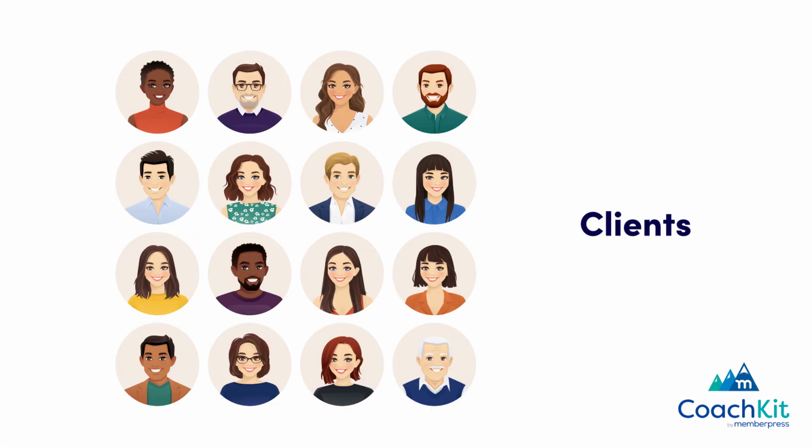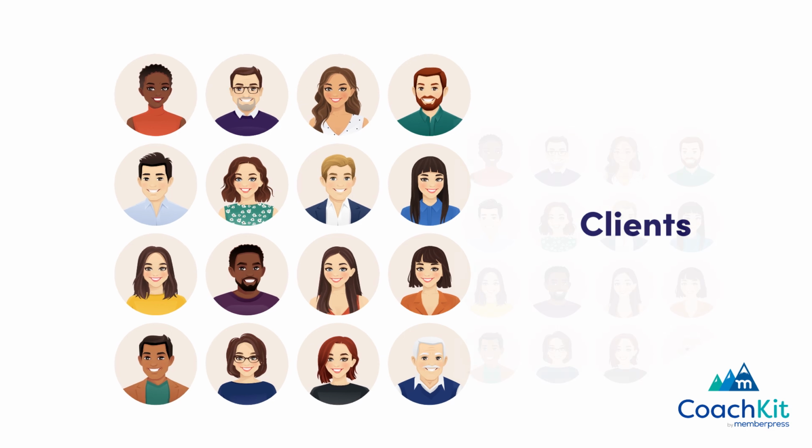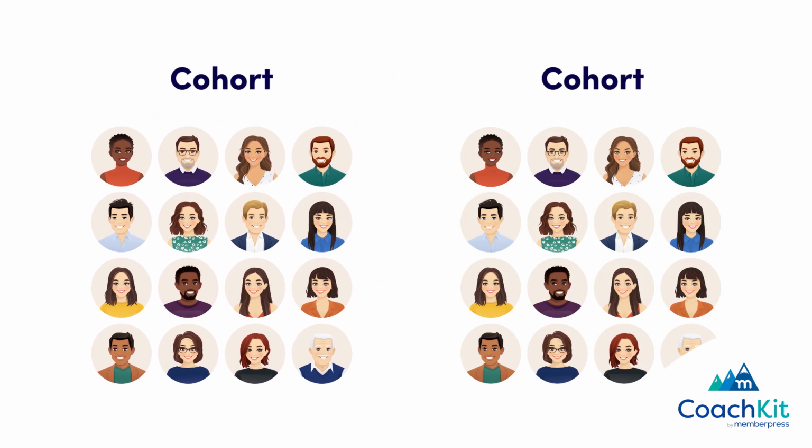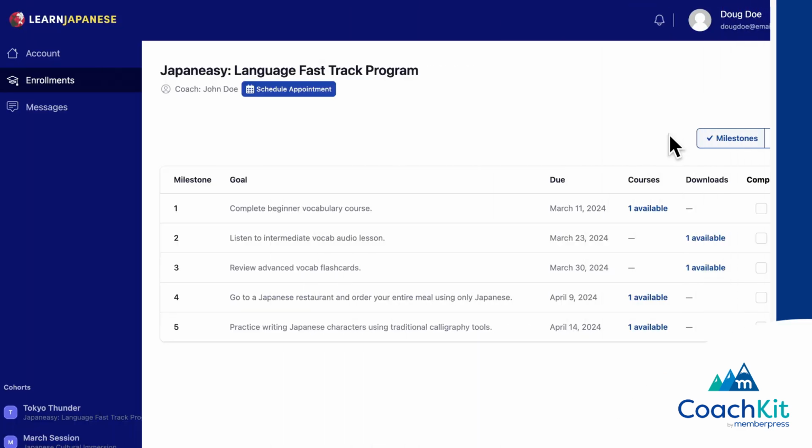Now, clients are the individuals participating in the programs, like students. And cohorts represent sessions within a program, or think of them like classes. They consist of groups of clients who attend the same classes, led by the same coach. So that's the gist of the people involved in a program. Now let's focus on the program structure.